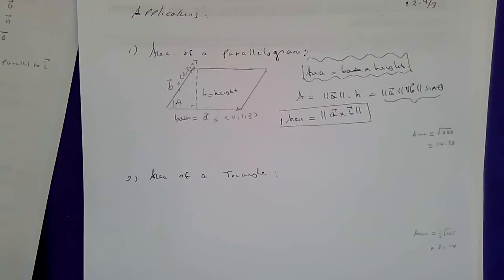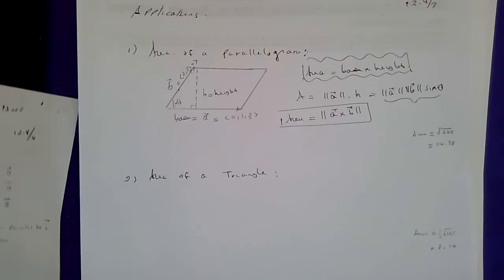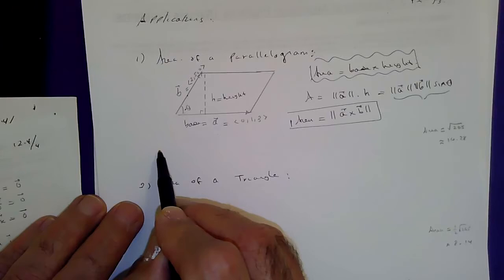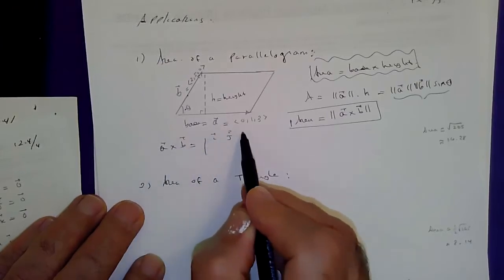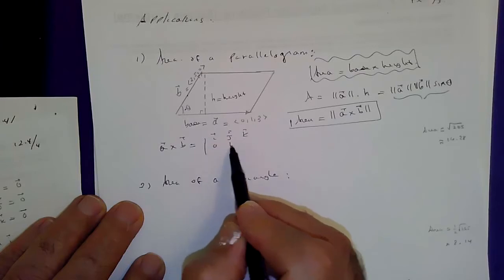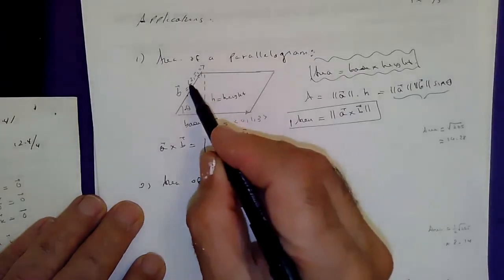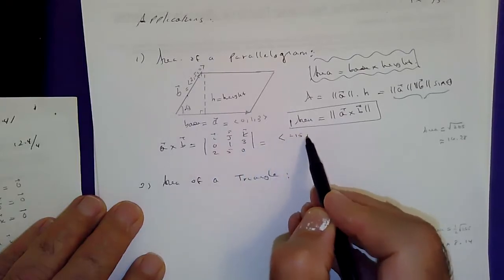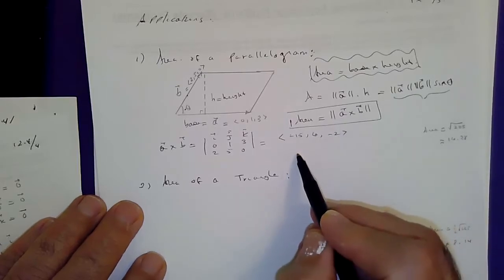So that would be the way to do this. Let me just see if I have the answer here. Let's say A cross B, which is what? I, J, K, let's say 0, 1, 3, and 2, 5, 0. Remember, these are given. That gives me negative 15, 6, and negative 2. But remember, that's not the area.